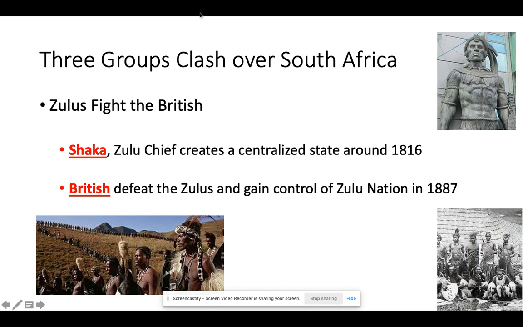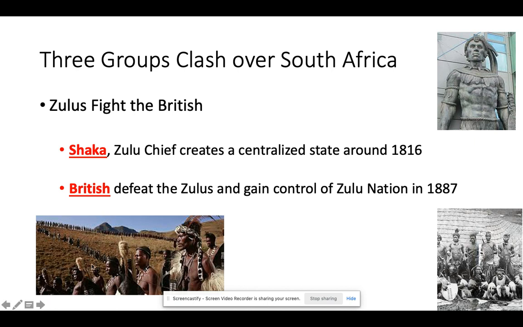So when we look at the Zulus, and particularly we're looking at the time when Shaka Zulu happens to be the chief, around 1816 he's able to create a centralized state. The Zulus are known as a warrior nation. I mean, they're very strong in battle, and a lot of different tribes are very scared of the clash with this group. And you'll see down here along the lower left-hand corner, this is an actual clip or scene from the movie Zulu or Shaka Zulu.